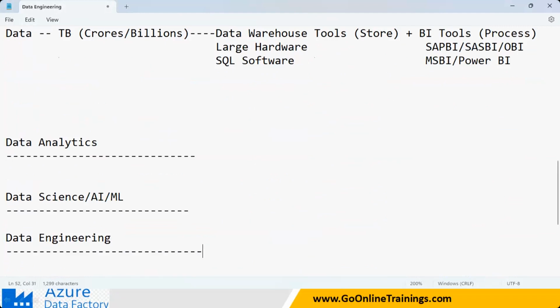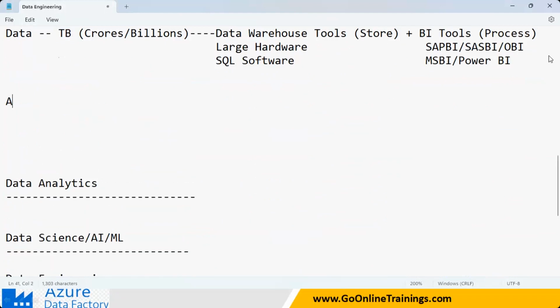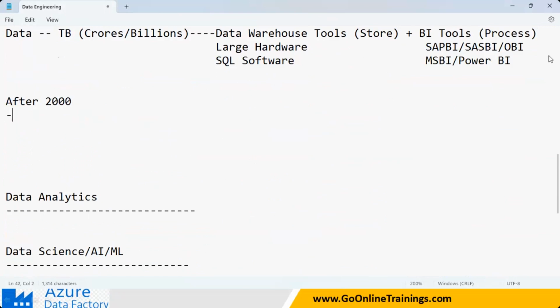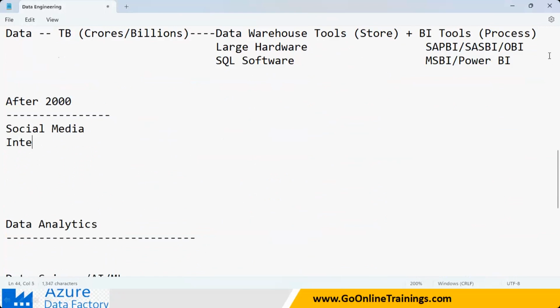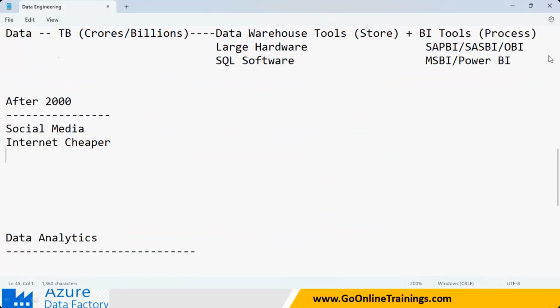If you wanted to store data up to terabytes, this was the process. But from the year 2000 onwards, what has happened? After year 2000, social media slowly started. Why did social media slowly start? Because the internet became available and cheaper. Now computer hardware is also very cheap.